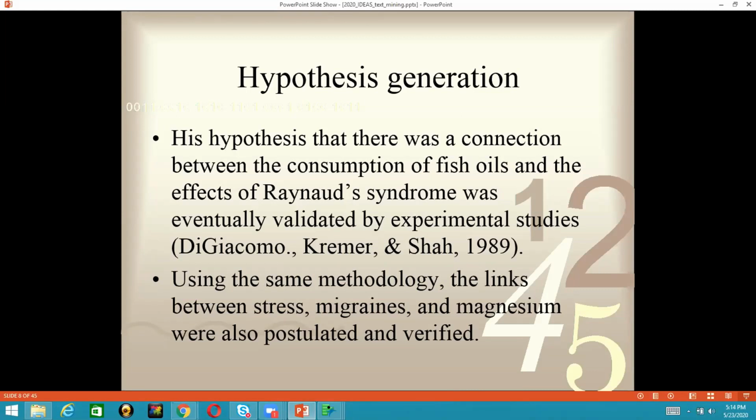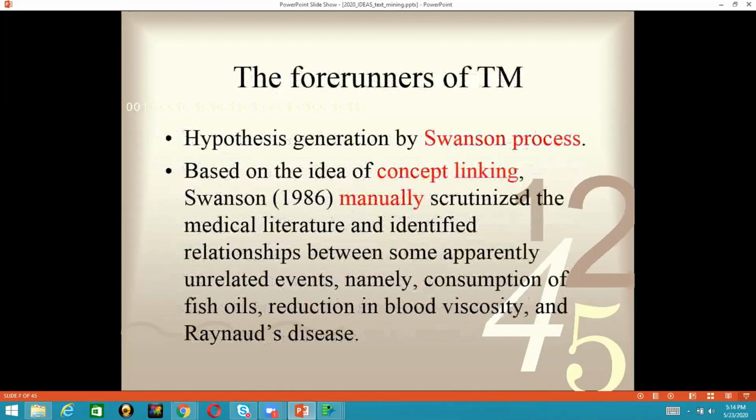And he also used the same method, concept linking. And then he found the link. He looked at the literature and found the link between stress, migraine, and also magnesium. At first, it's nothing more than a conjecture, but later, people collect data to substantiate the claim. So what is that? Well, you may say, it's text mining by hand. The key is manually.